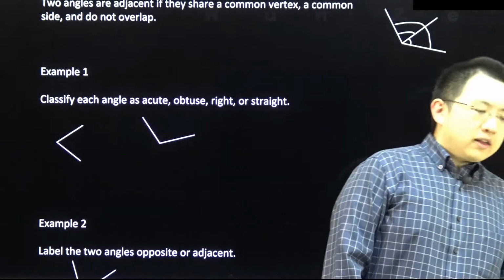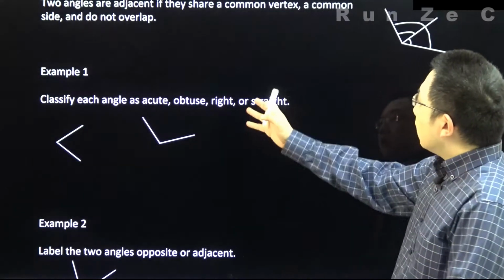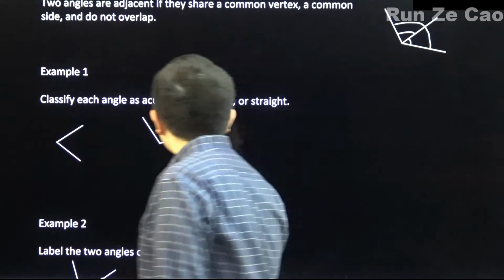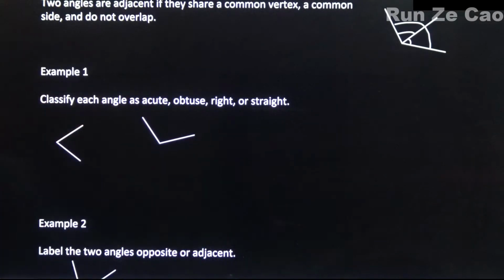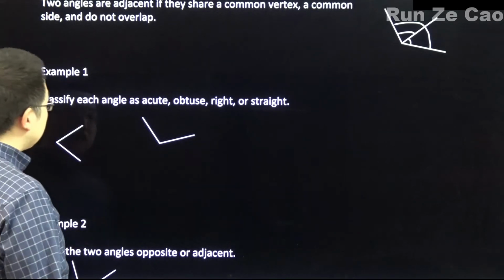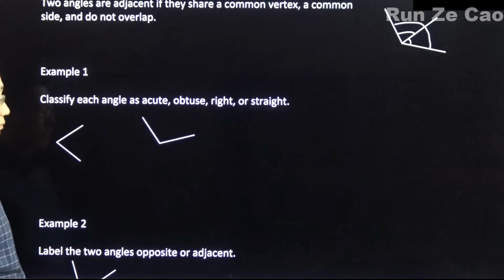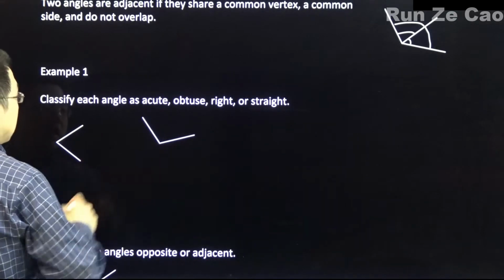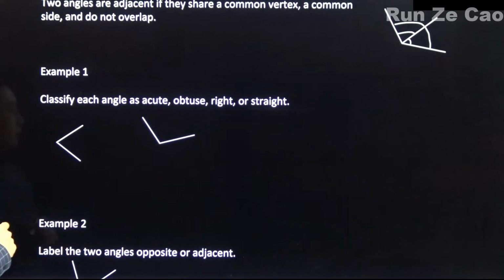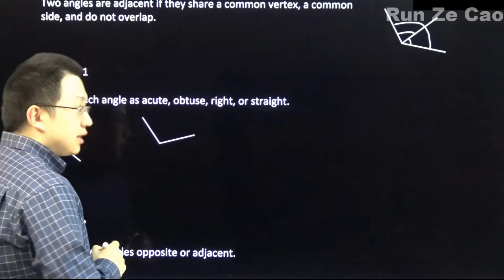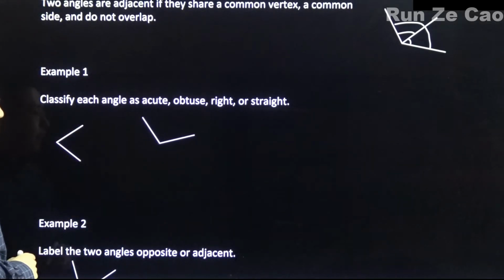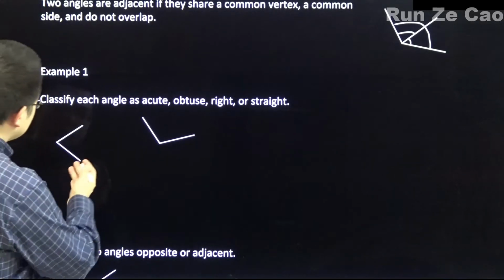Now let's classify some angles. Classify each of these angles as acute, obtuse, right, or straight. Now, right angles are usually pretty visible. One of the sides will be usually flat on the page and the other one will be vertical, but they may not be. Is this a right angle?